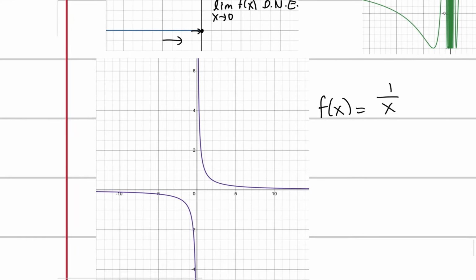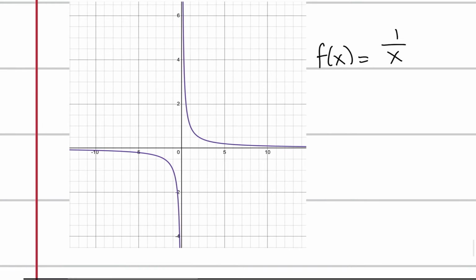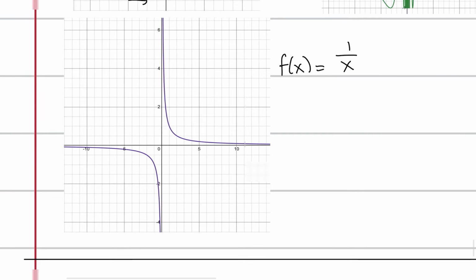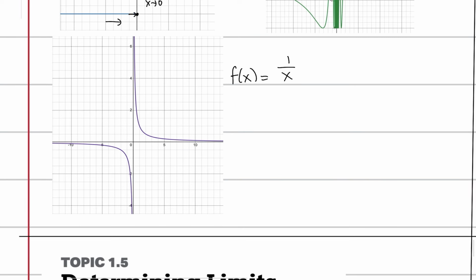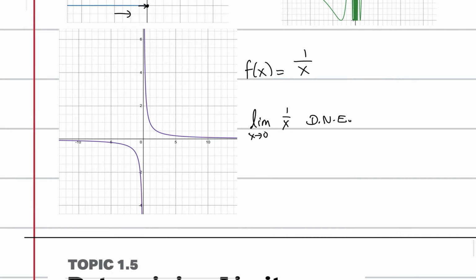And finally, f of x is 1 over x. Since the function is unbounded at 0, we know that the limit does not exist. So we know that the limit as x approaches 0 of 1 over x does not exist. Now, when we move on to infinite limits, we can talk a bit more about that. But for now, this limit does not exist because the function is unbounded.